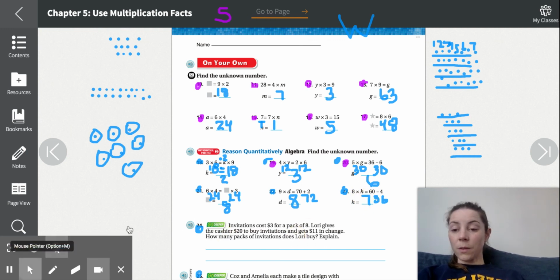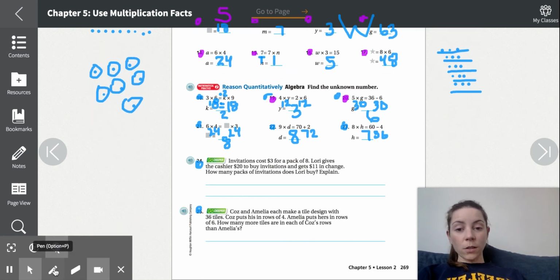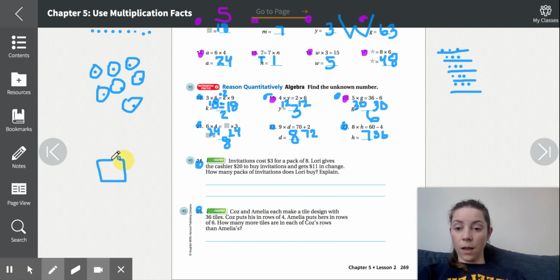Okay, last one's on this page, the 2 word problems. Invitations cost $3 for a pack of 8. So right away, let's model that. So I've got 8 invitations inside, and the price tag is $3. Okay.